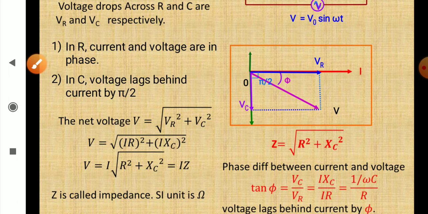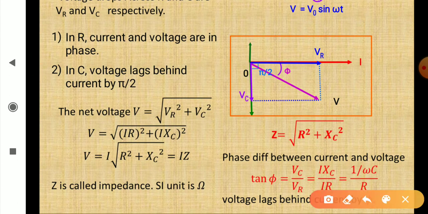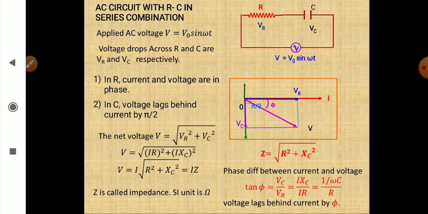The phase difference between current and voltage from here will be given by tan phi. Now tan phi, if you look at this phi, will be this side upon this side, and it is equal to VC upon VR. Now VC is IXC, VR is IR, cancel out I, you get 1 upon omega C upon R. And in this case, voltage lags behind current by phi.